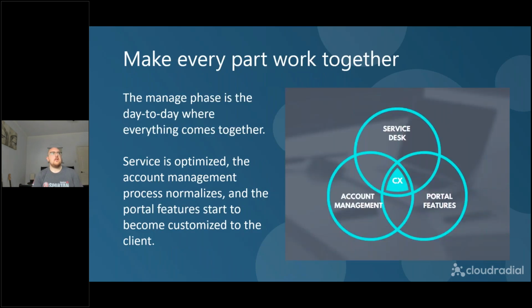So another thing we want to make sure that we iron out now is that we want to make every single part of the client experience work together, right? So the manage phase is where we're pulling it all together, as witnessed by my Venn diagram there, where we're taking three main areas: the service desk, the account management and vCIO stuff, and then the portal by itself, and we're hybridizing that to create that cohesive client experience as a whole, right?